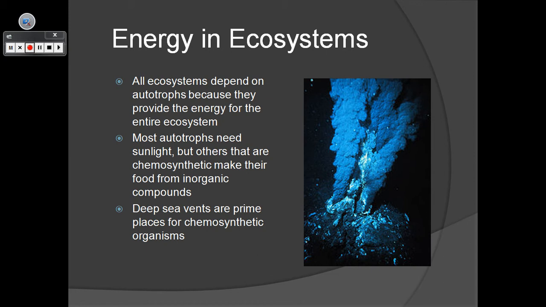Most autotrophs need sunlight, but remember that some use a chemosynthetic process, chemosynthesis, we talked about it in the Archaea kingdom, that can make their energy from inorganic compounds. And I believe I showed you a video of those hydrothermal vents that are found in the bottom of the ocean. And scientists believe that the bacteria that live in the bottom of the ocean use chemosynthesis to help produce those thriving environments down where sunlight is never at.